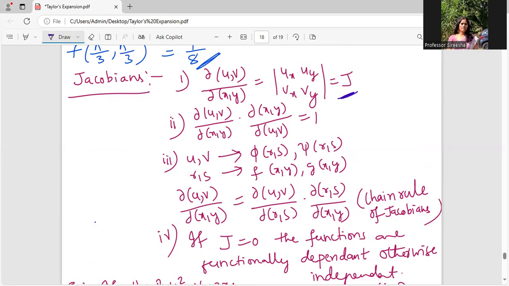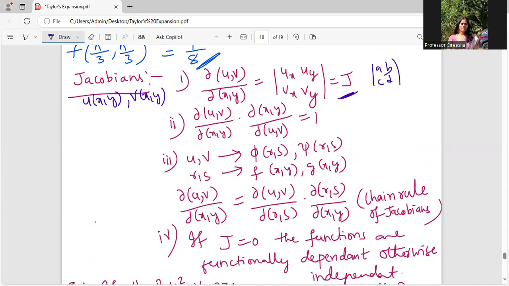Suppose u and v are functions of x and y. How do I find the Jacobian of u and v with respect to x and y? It is just the partial derivatives of u with respect to x, with respect to y, v with respect to x, and v with respect to y. I take the determinant, in the AD minus BC format. I have A, B, C, D, and it would be AD minus BC.